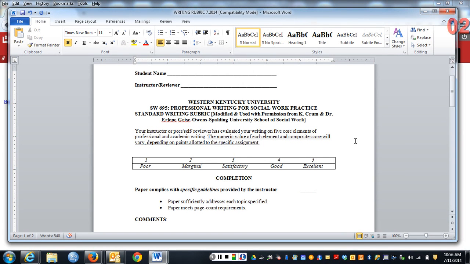The writing rubric is developed into 5 core elements of professional and academic writing. In this course, you'll be doing some professional writing pieces and some academic writing pieces. So the rubric fits for both of those, and each of the 5 core elements will get a score of 1 through 5. You can see the scale here. 1 is poor, 2 is marginal, 3 is satisfactory, 4 is good, 5 is excellent. So you want to range up in the 3s, 4s, 5s.